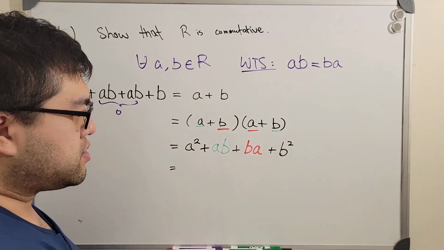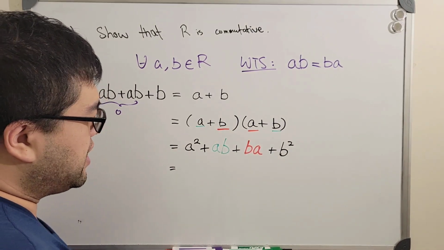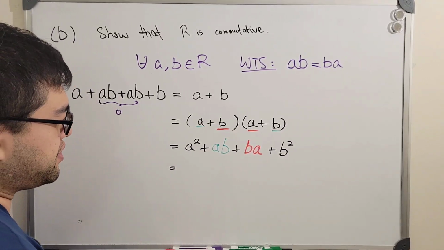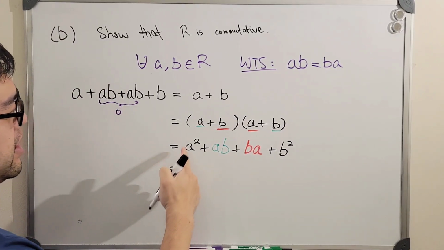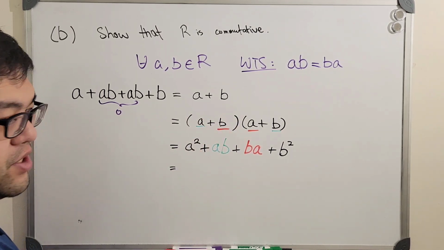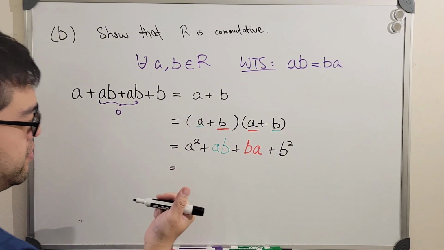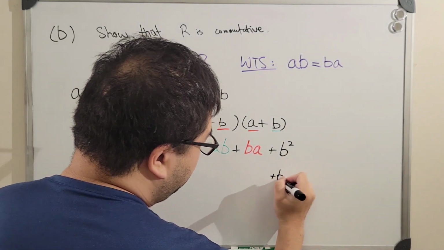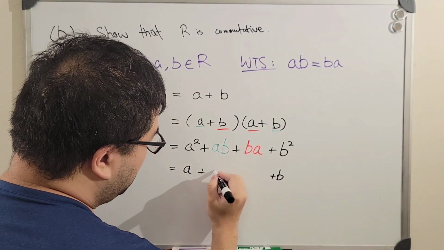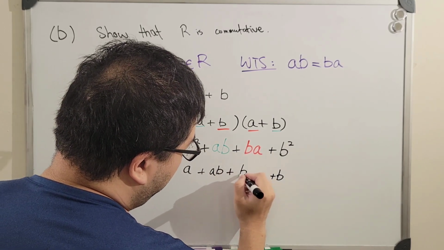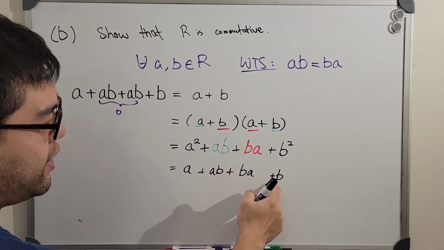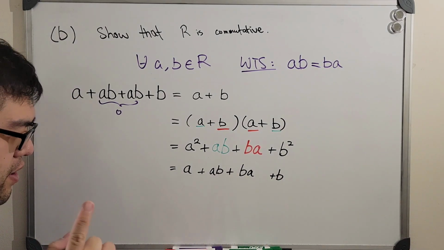Then what should we do next? Well, using our condition that the square of an element is equal to the element itself in this particular ring, since A is an element, A squared is of course an element in this ring. So we can rewrite A squared as A, and for our last term, B squared is equal to B. Thus, we now have A plus AB plus BA plus B on the right-hand side.